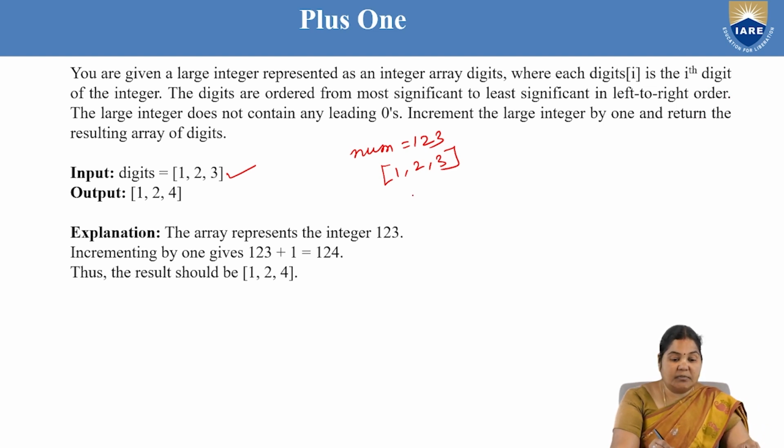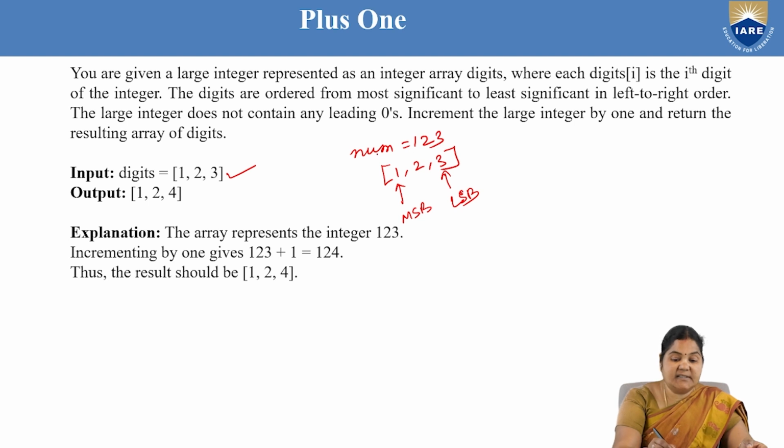Now, the digits are ordered from most significant to least significant in left to right order. Okay. So, this is the most significant digit and this is the least significant digit. So, these are ordered from left to right. The large integer doesn't contain any leading zeros, because if it is an integer number, it should not start with 0. So, increment the large integer by 1 and return the resulting array of digits.